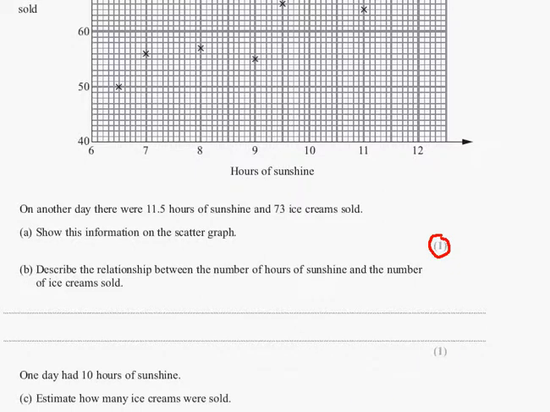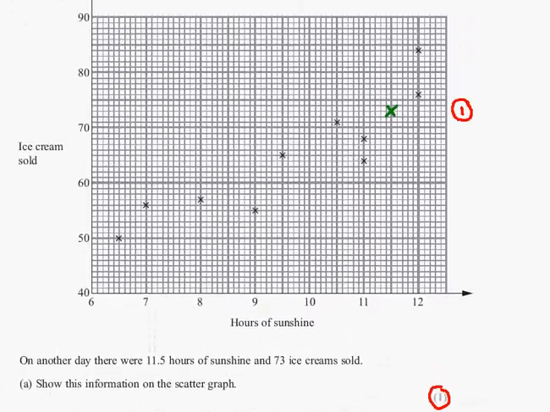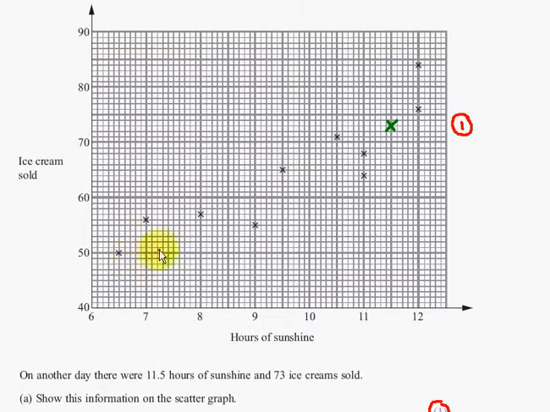So, part B. Part B says describe the relationship between the number of hours of sunshine and the number of ice creams sold. So if we have a look at the scatter graph, you can see that there's a general pattern. As the hours of sunshine increases, it would appear that the number of ice creams sold goes up as well, which kind of makes sense. The hotter the temperature, the more ice cream gets sold. You could even draw a line of best fit if you wanted to, okay?